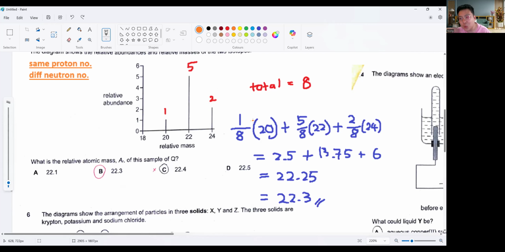So I hope you know percentage from learning maths in school. If you are clear on the percentage formula, then you should have no problem. You just take 20% over 100% times that mass, and then 50% over 100% times the other mass. I hope you are clear on that.